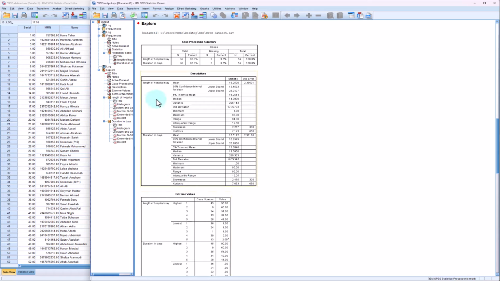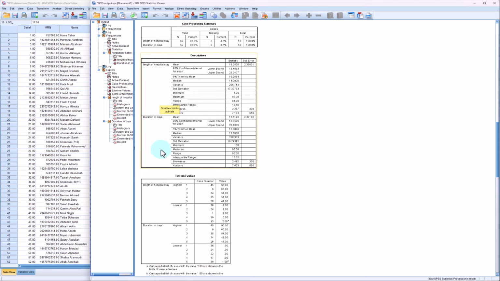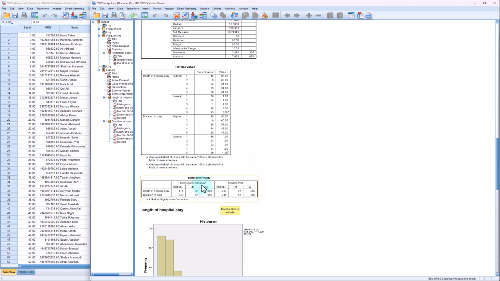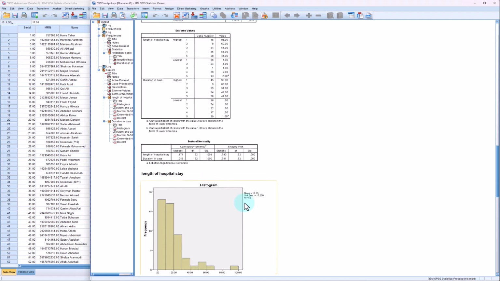Here we can see the results, and it is showing us that the Kolmogorov-Smirnov test is showing a statistically significant result, and again the Shapiro-Wilk test is also showing a statistically significant result, which is less than 0.050. If these results are less than 0.050, then we would say the data is not normally distributed.